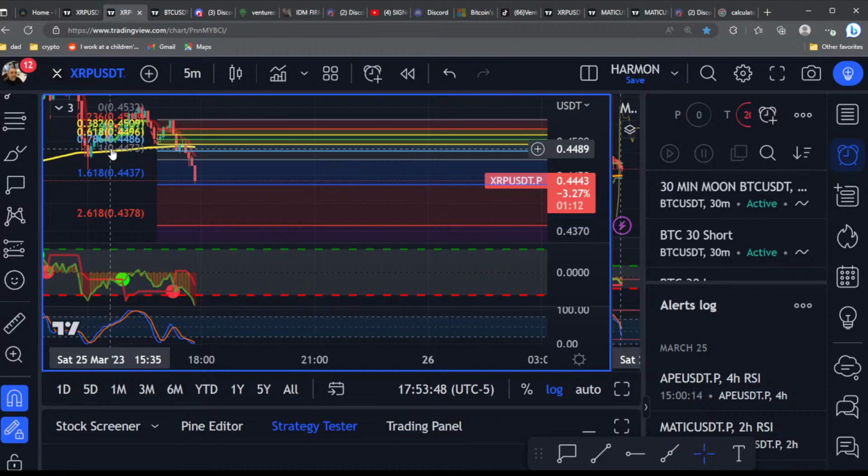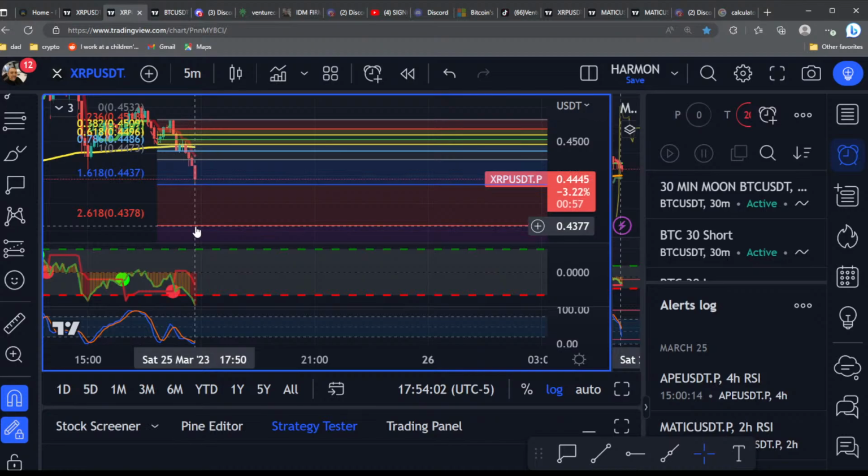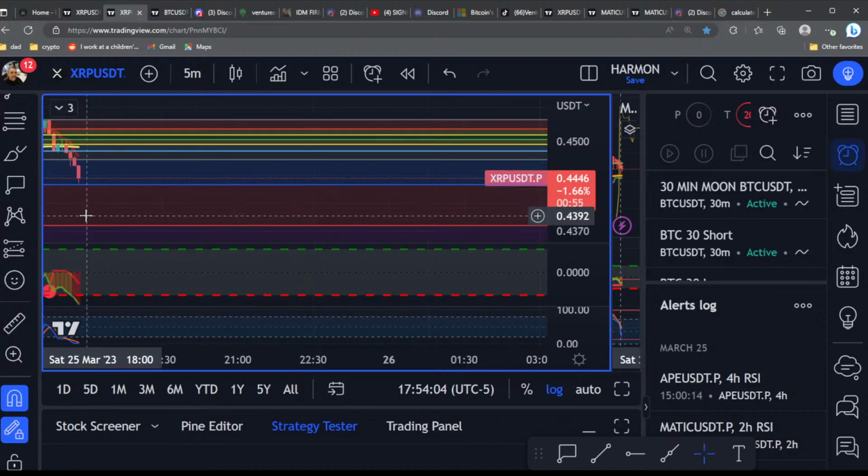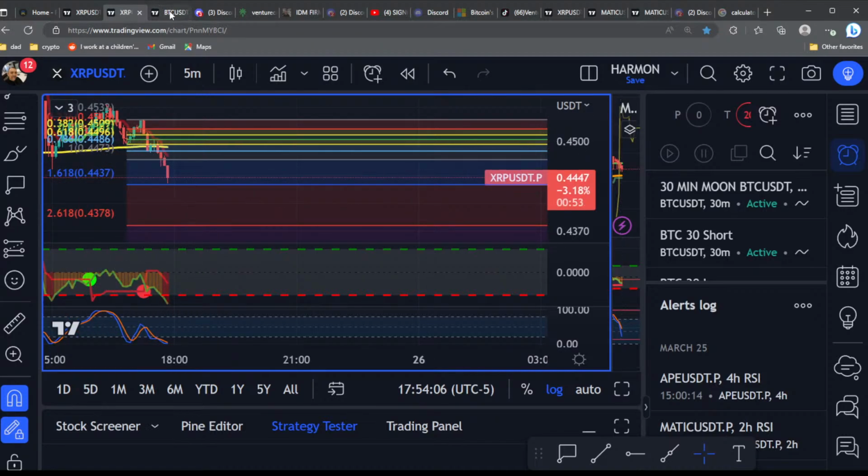As soon as those Fibonacci's reverse, man, that's that signal. Yeah, we're going down. XRP is down. We're looking for 43.77. All right, baby.